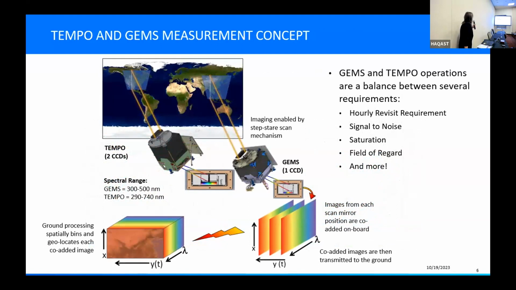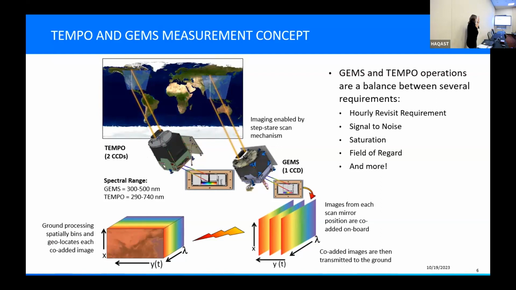This is the slide that I snuck into this talk because I'm an instrument person and I love explaining how the instruments work. In case people do not know how GEMS and TEMPO work, we talk about those hourly measurements. The key to these 2 instruments, which are very similar, is this step-stair mechanism. There is a mirror inside both of these instruments that does the actuation that scans over the field of regard. You can see the rectangle for both of those areas over North America and parts of Asia.